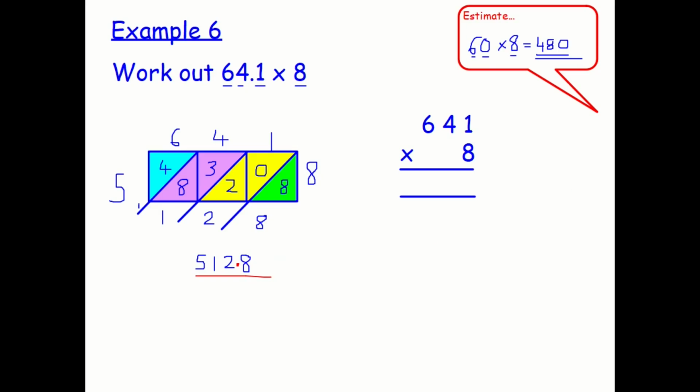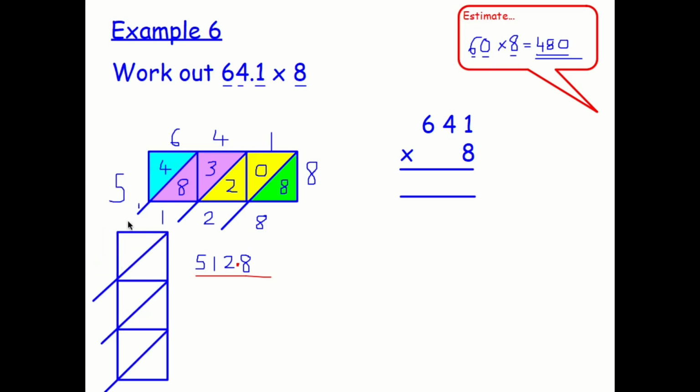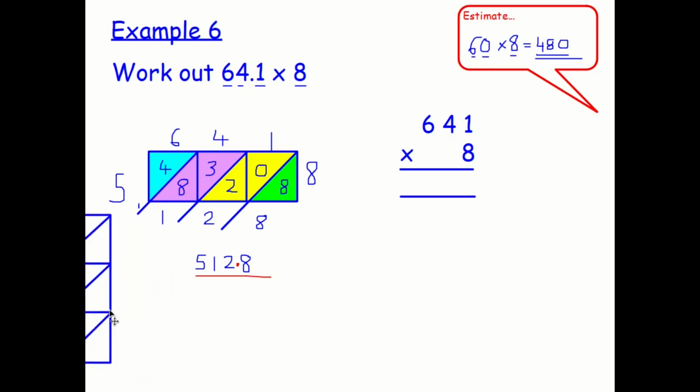It's just worth saying at this point, I've drawn it as 3 by 1, but you get exactly the same answer if you do your boxes the other way round, and you could put your 8 here and your 6, 4, 1 down the side. That's absolutely fine. Let's do the column method. 1 times 8 is 8.